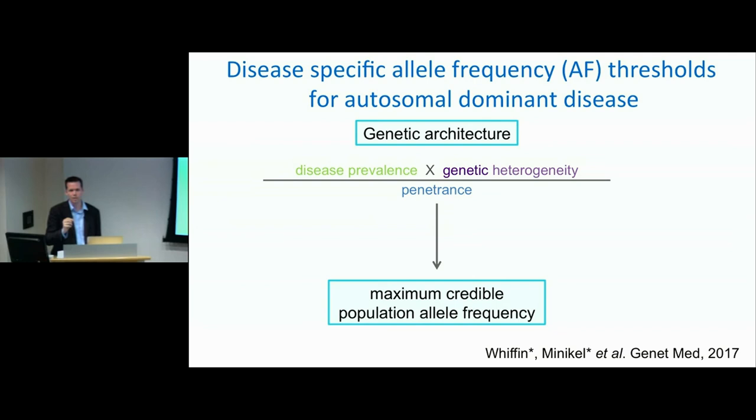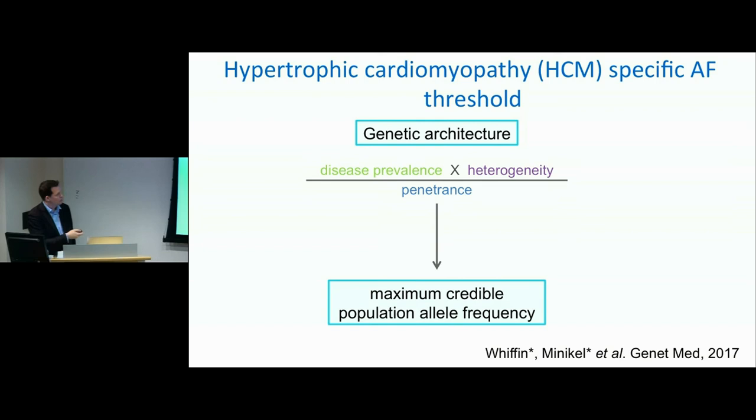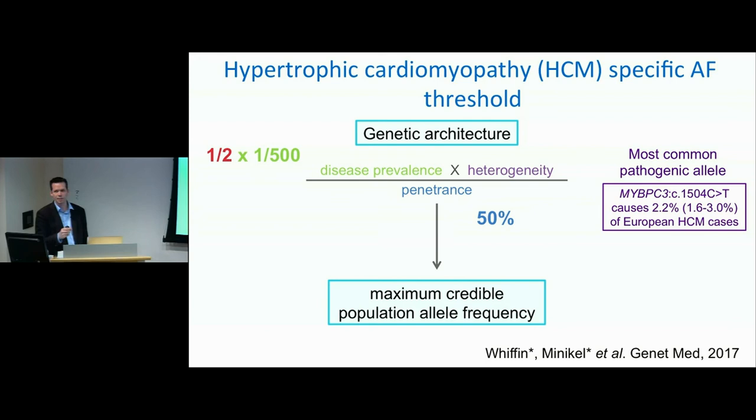So let's take an example here of hypertrophic cardiomyopathy. Here we have a prevalence of about 1 in 5,000. Because it's a dominant condition, we multiply that by half, and that will get factored into this calculation in a second. The penetrance, we can set, again with some hand waviness, since the penetrance of different variants within HCM varies very substantially. We can set some threshold at, say, 50%. You can play around with this threshold and change it depending on exactly how permissive you want to be in finding variants that may contribute to a disease. And then to estimate heterogeneity, what we take is the most common allele that has been established as being pathogenic for that particular disease. So in this particular case, there's an MYBPC3 variant, which causes 2.2% of all European HCM cases. So that is by far the most common HCM-causing allele in European populations.